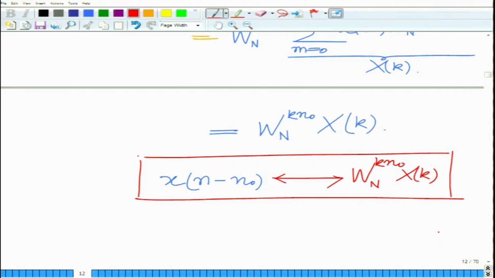So, that basically covers the time shift property. In this module we have introduced the DFT, looked at its definitions and some of its properties. We will stop here and continue in the subsequent modules. Thank you very much.